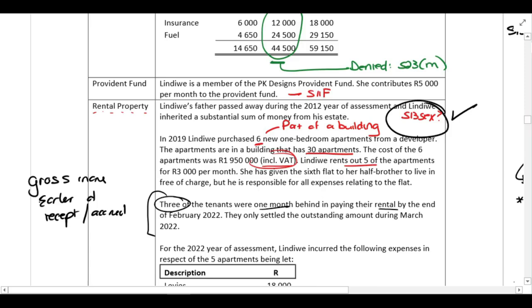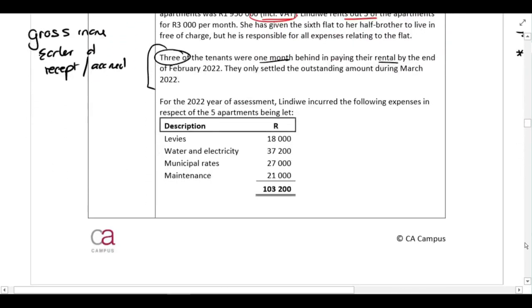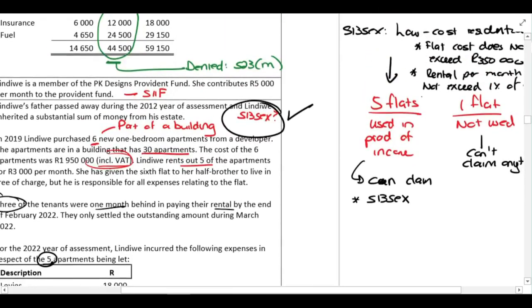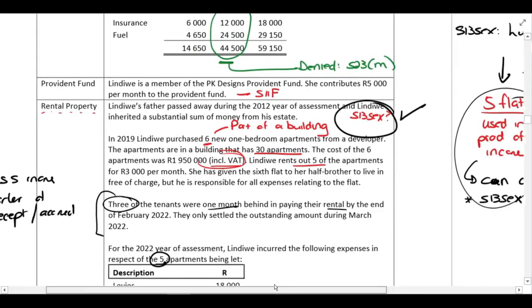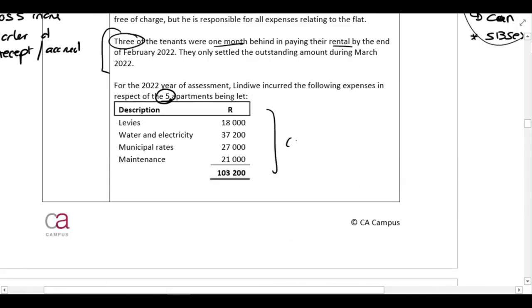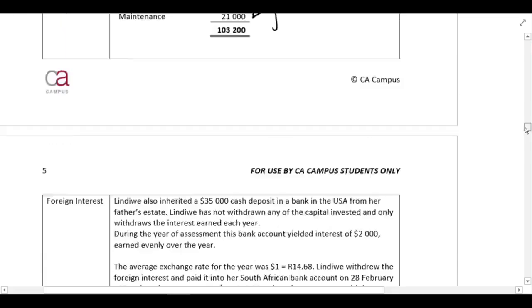Okay, for the 2022 year of assessment, Lindiwe incurred the following expenses in respect of the 5 apartments being let. So it's given to you for these 5 apartments. So can she claim costs? Yes. Can she claim levies? Yes. Water and electricity? Yes. Municipal rates? Yes. Maintenance? Yes. There's no capital costs involved there.